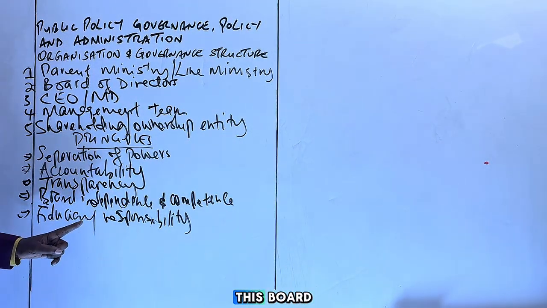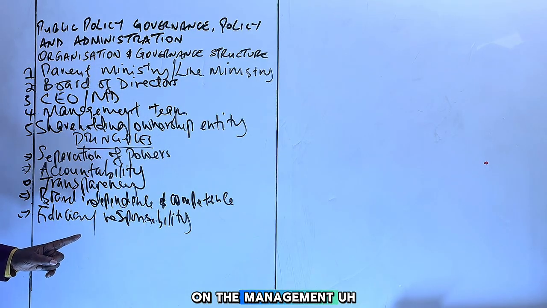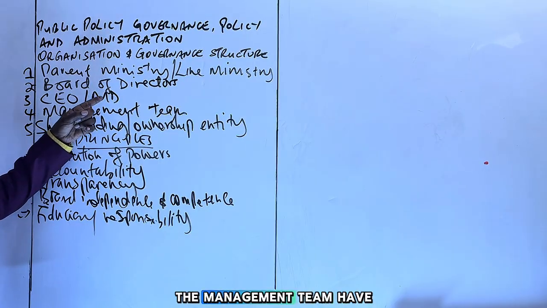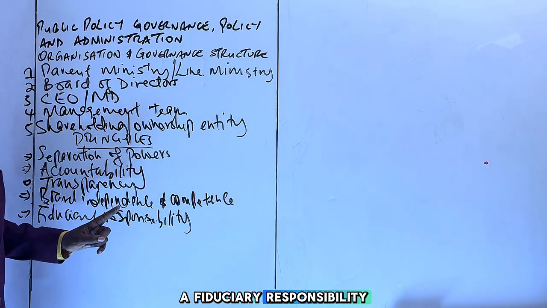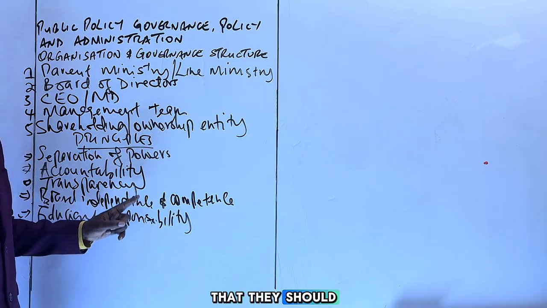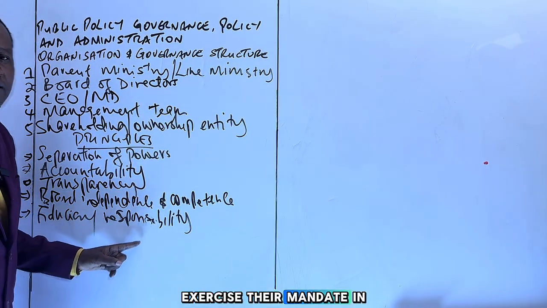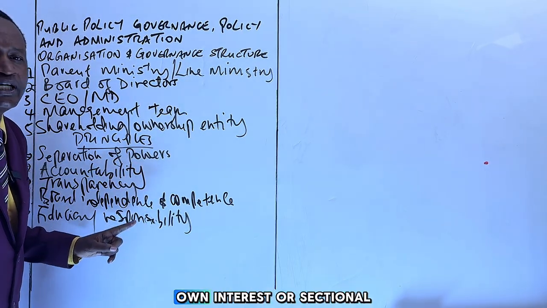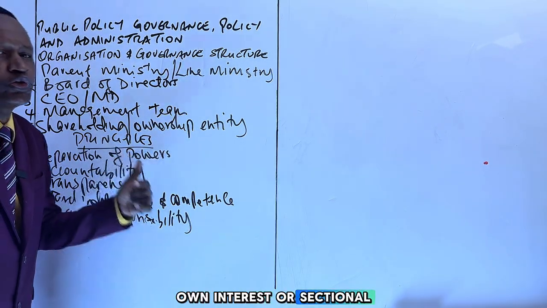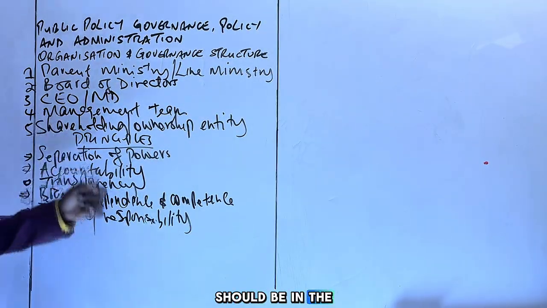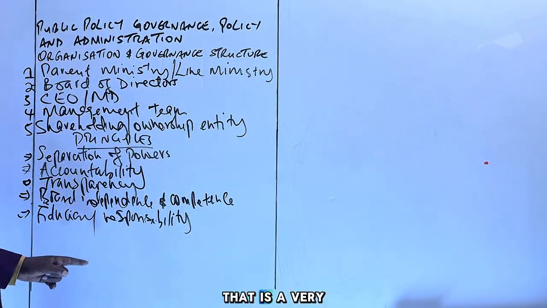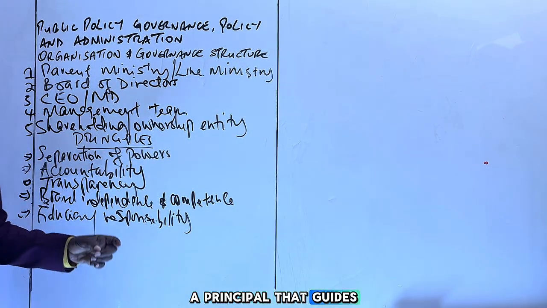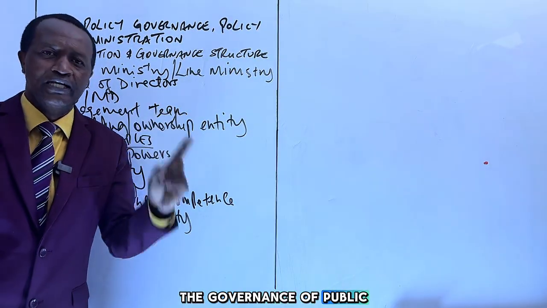Those who sit on this board, those who comprise the management team, both the board and the management team have a fiduciary responsibility, which is to mean that they should exercise their mandate in the best interest of the public and not in their own interest or sectional interest. Should be in the interest of the public. That is a very important principle that guides the governance of public enterprises.